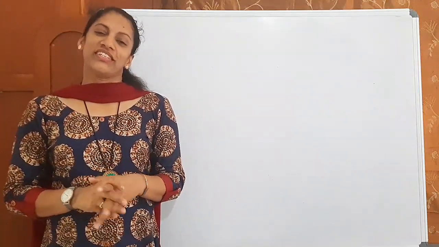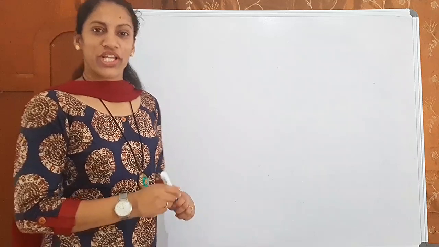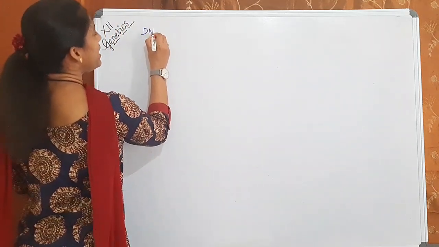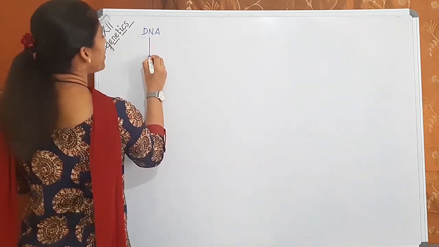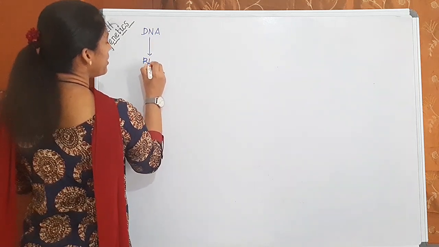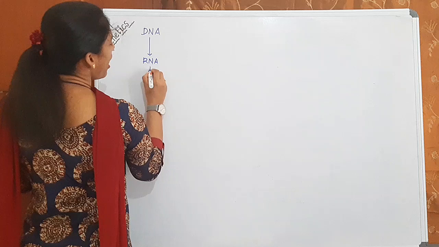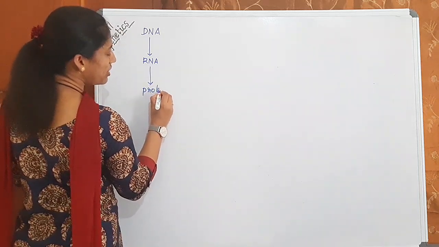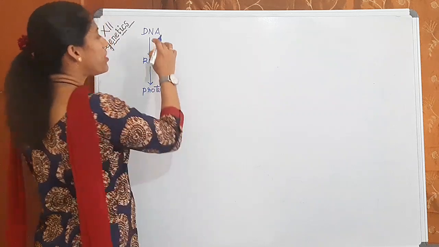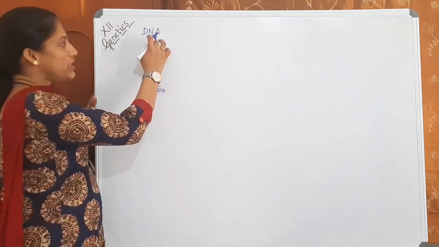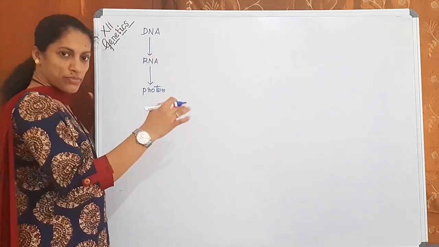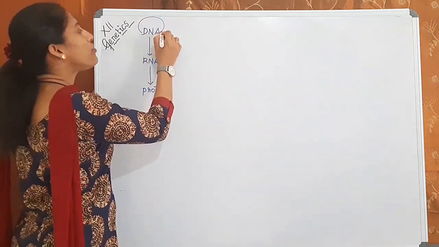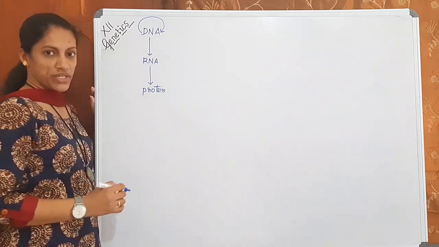You have studied the central dogma of molecular biology. In that, DNA is copied to RNA. Then RNA is copied to protein. And do you remember what the process is? This process is the previous topic, transcription. And DNA can also form DNA by replication.